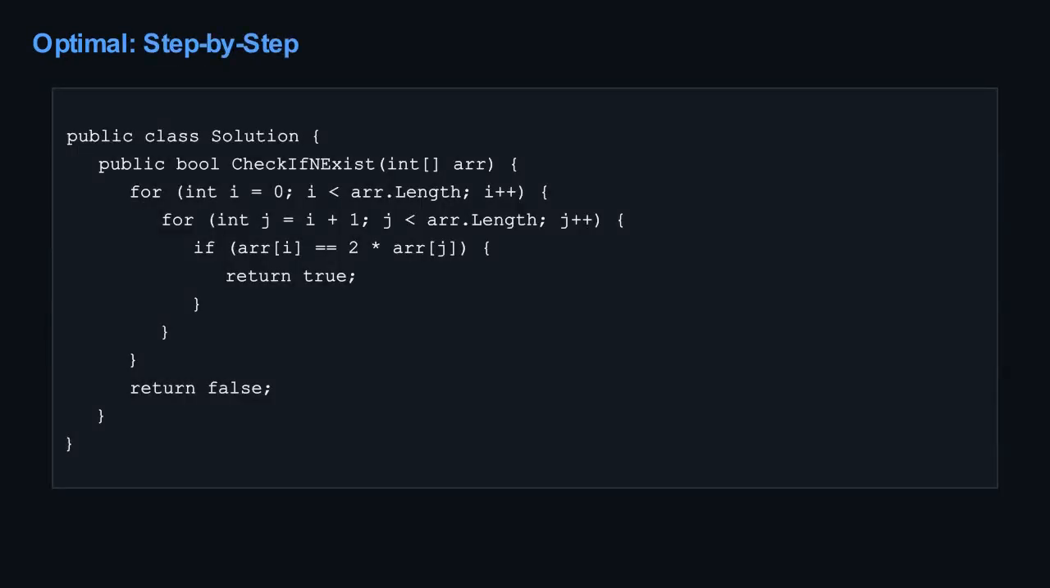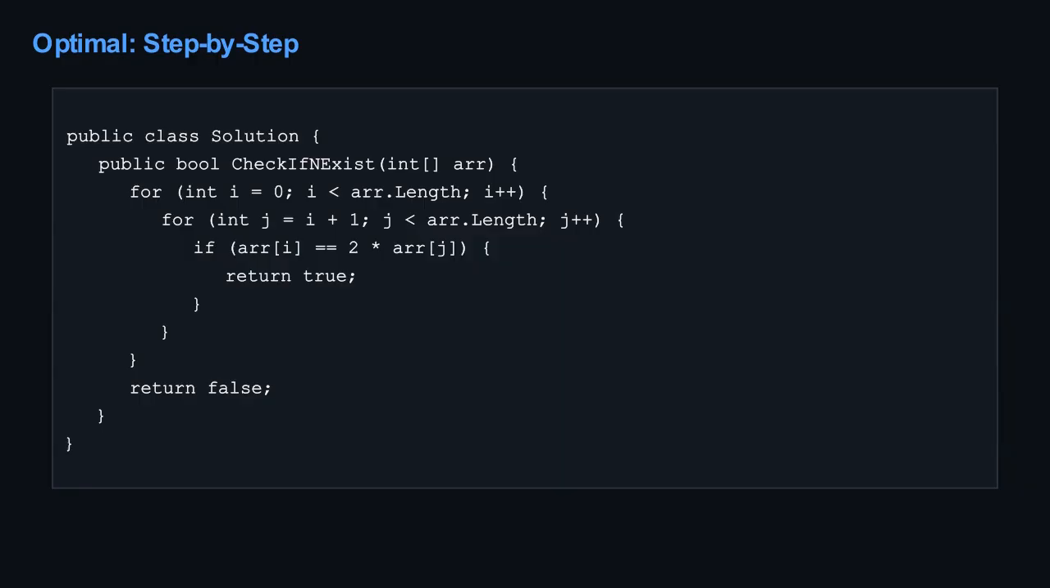Let's trace this with an example, the array 10, 2, 5, 3. We start with an empty HashMap. First, we process 10. Is 10 halved, which is 5, in the map? No. Is 10 times 2, which is 20, in the map? No. We add 10 to the map. Next, 2. Is 2 halved, which is 1, in the map? No. Is 2 times 2, which is 4, in the map? No. Add 2 to the map.